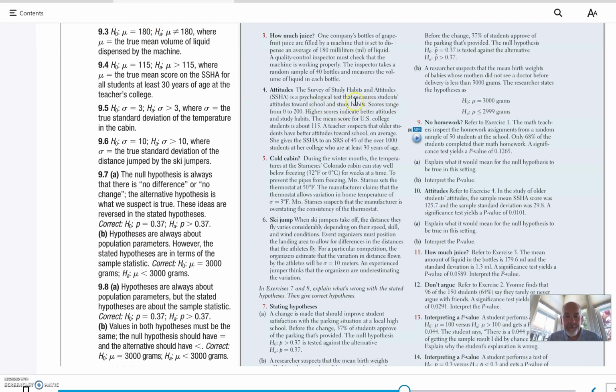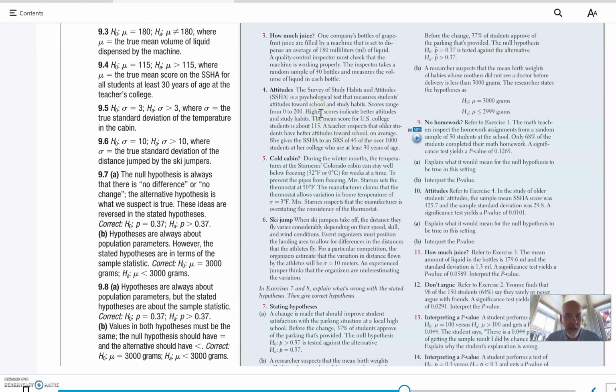Number 4, the question was just asking what are the hypotheses here, and this one is talking about scores ranging from 0 to 200. Now this is a little bit interesting because this is definitely one having to do with means. The teacher suspects that older students have better attitudes towards school on average. So 115 is what's normal for college students, and the teacher suspects that older students would have a better attitude.